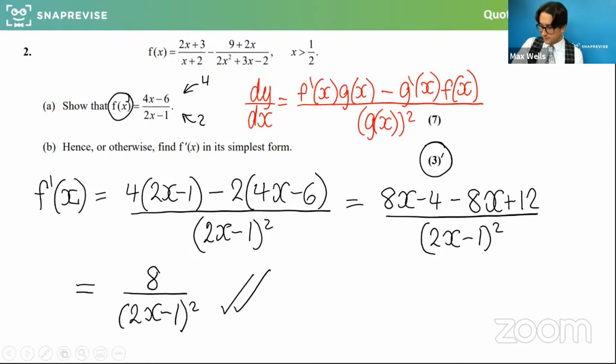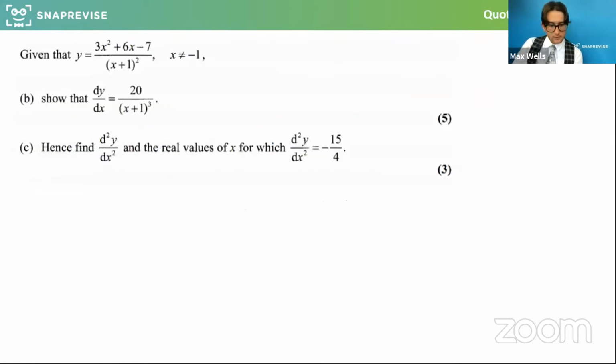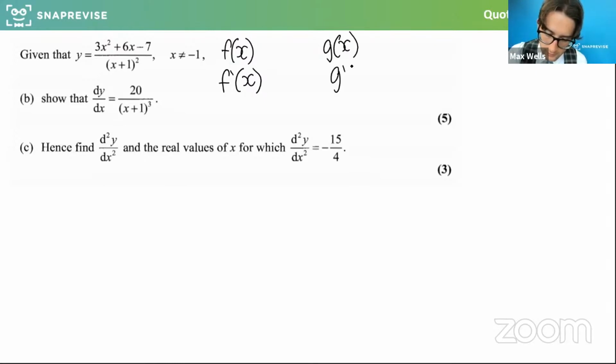Cool. So let's have a little look. I'm going to keep pushing on because I'm mindful of the time here. So here we go. This one here, show that the derivative of that comes out there, and then the question carries on. If we're going to differentiate this one, let's again look at what's on the top and what it would differentiate to, and what's on the bottom and what that would differentiate to. Okay, so what we've got is 3x squared plus 6x.